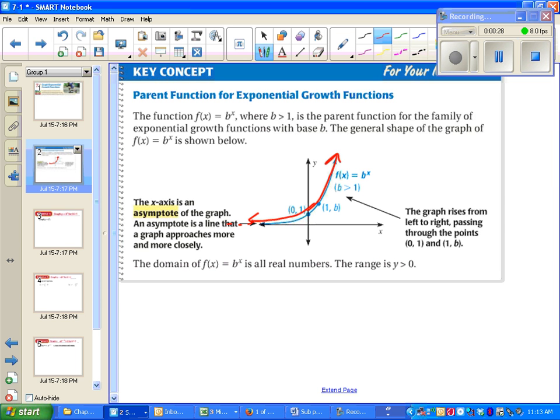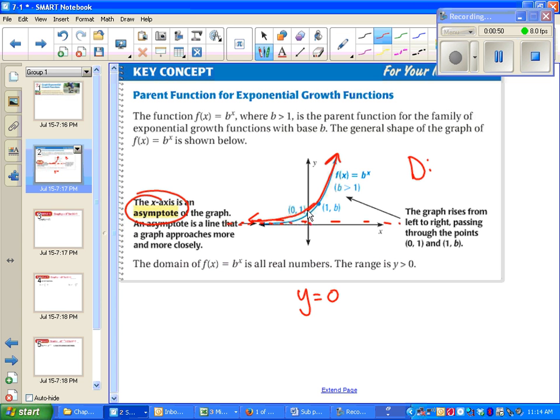This line where they get flat and get close to is called an asymptote. That's a word you'll have to know. On these parent functions, the asymptotes are always right on the x-axis. So the equation of the asymptote would be y equals 0.